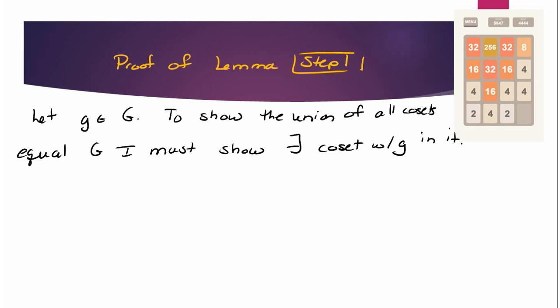So let me take an arbitrary little g in the big group. To show that the union of all the cosets equals G, I must show that g appears in one of the cosets. So there is some coset with little g in it.